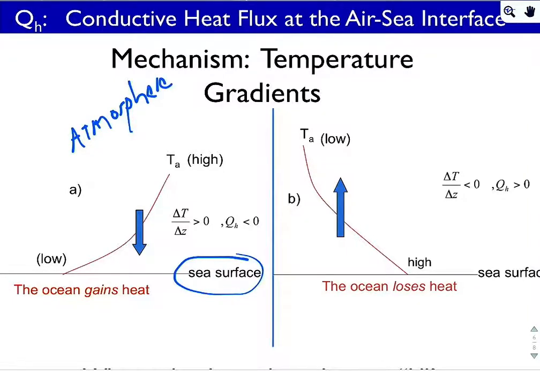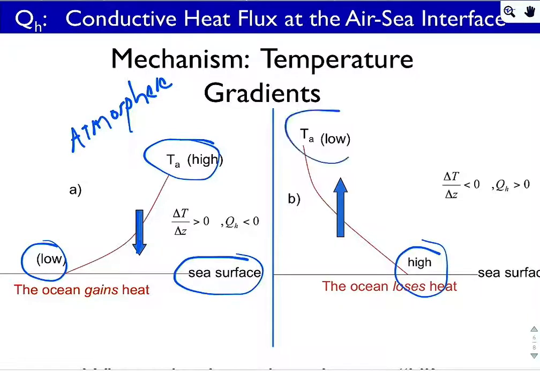Well, when there's a temperature difference, no different than the previous example. If the air temperature is high and the ocean temperature is cold, heat goes from the atmosphere into the ocean, just like when heat left our classroom during the winter. And the opposite happens when the ocean is warmer than the air. We're getting to that time of year now, fall. Ocean is warmer than the air.